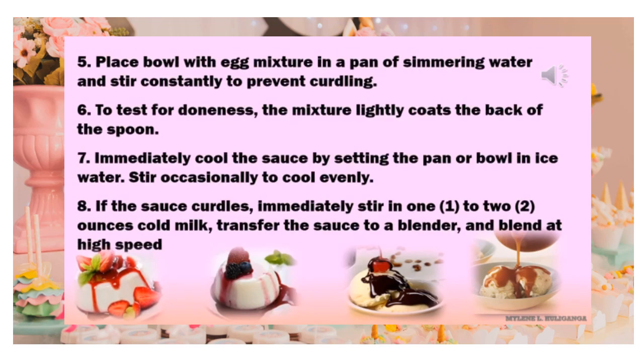Place bowl with egg mixture in a pan of simmering water and stir constantly to prevent curdling. To test for doneness, the mixture lightly coats the back of the spoon. Immediately cool the sauce by setting the pan or bowl in ice water. Stir occasionally to cool evenly. And lastly, if the sauce curdles, immediately stir in 1 to 2 ounces of cold milk, transfer the sauce to a blender, and blend at high speed.